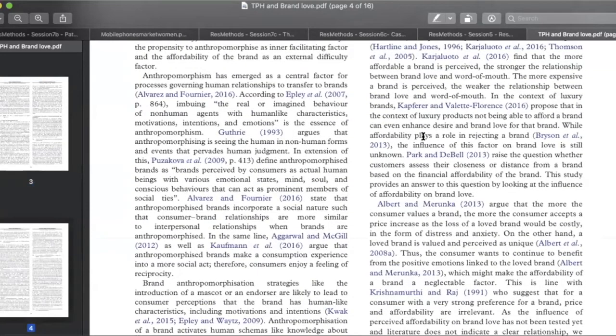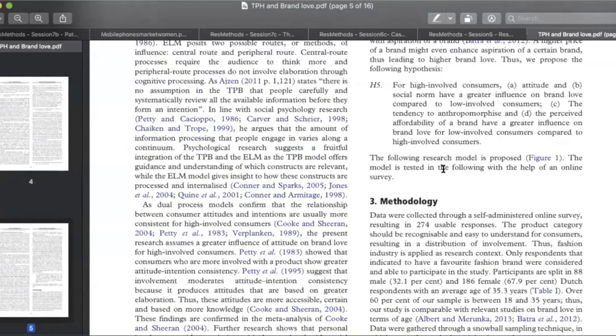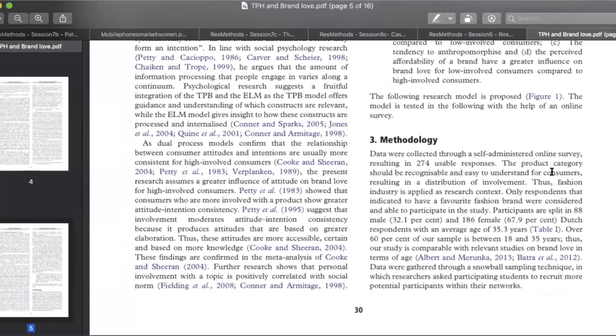Okay. Then when he finishes it, now look at it. The following research model. The research model is the same as the research framework. It's a model of the research, a guide for the research. The model tells you the factors that have been put together to study the phenomenon. Okay. And it's conceptual at this stage. The model is tested with the help of an online survey.